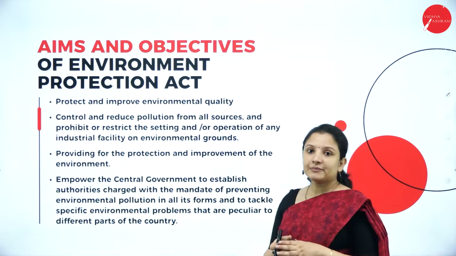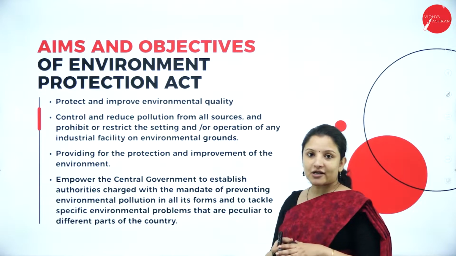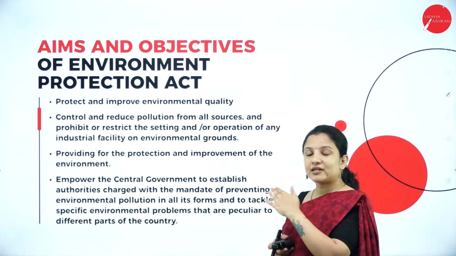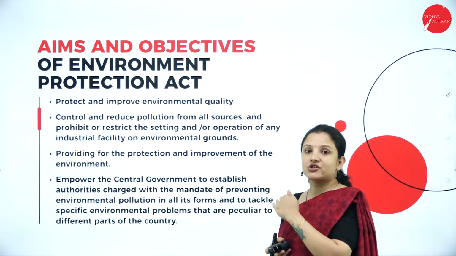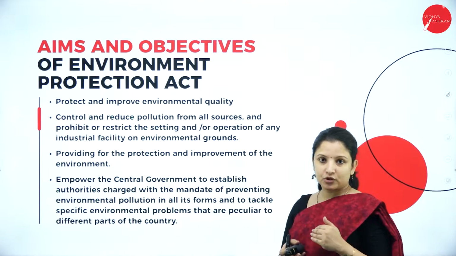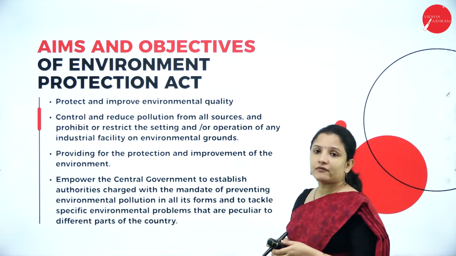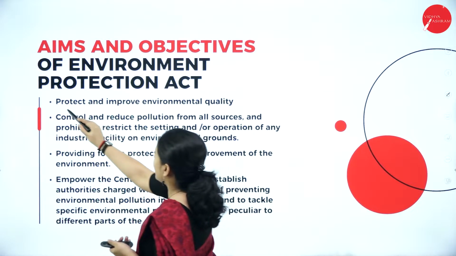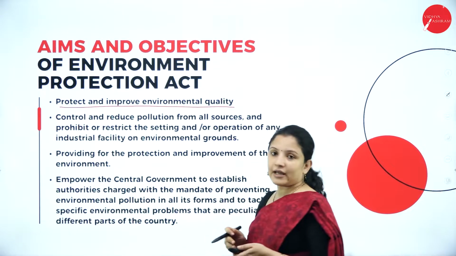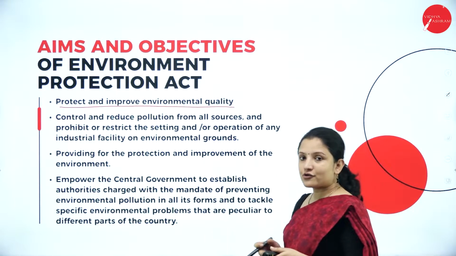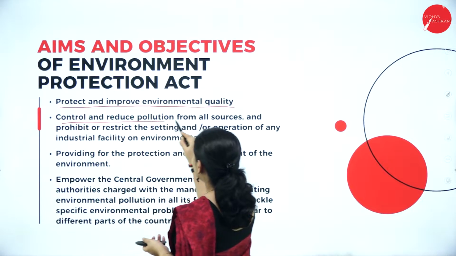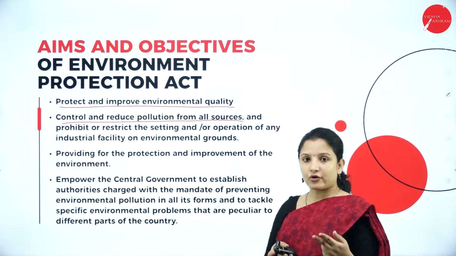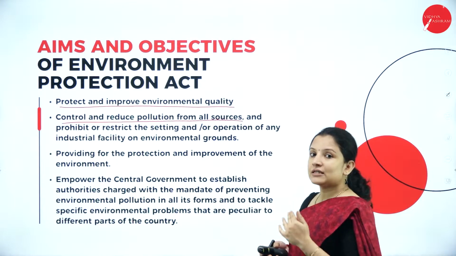So talking about the aims and objectives of the Environmental Protection Act, there are a lot of objectives, rules and regulations, because I told you there are different chapters and many sections, right? A few of them I've just put here. What are the aims and objectives? The main objective is to protect and improve the quality of the environment. Next is to control and reduce pollution that comes from different sources, be it air pollution, water pollution or noise pollution. All sorts of pollution need to be controlled under this particular law.